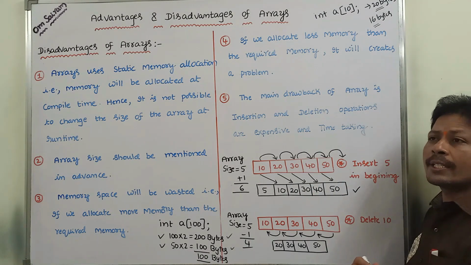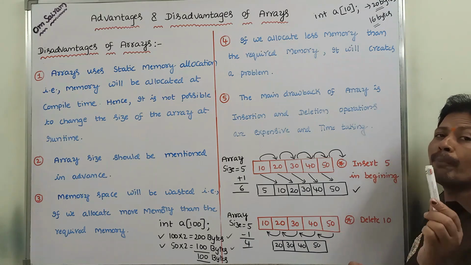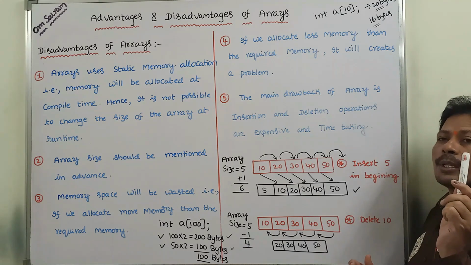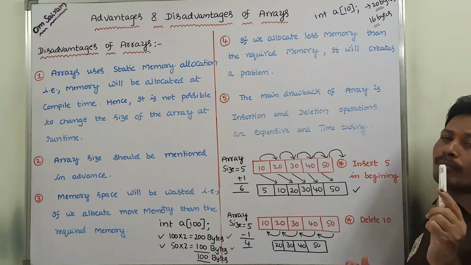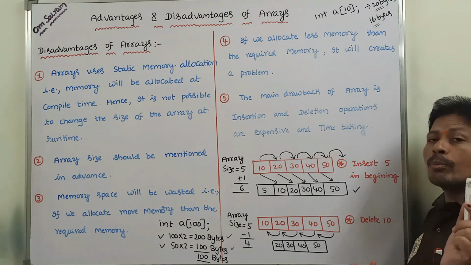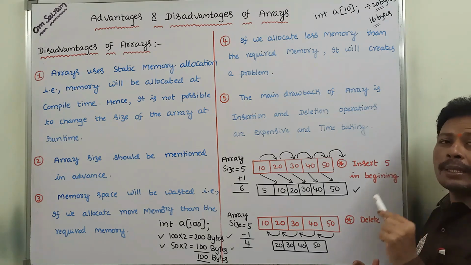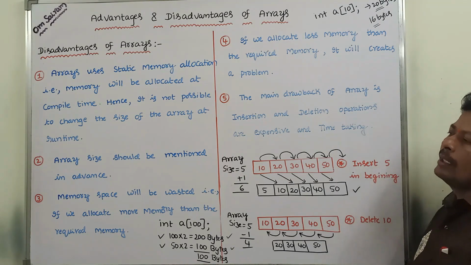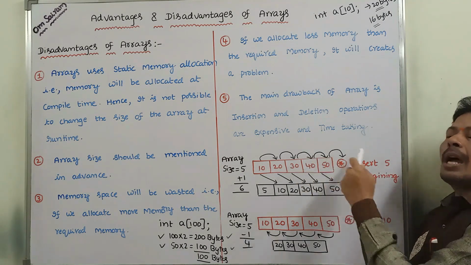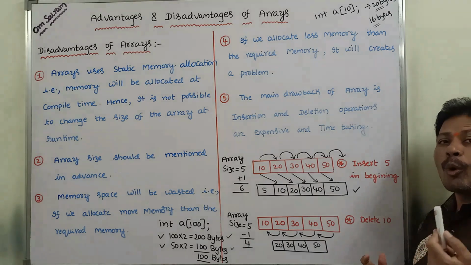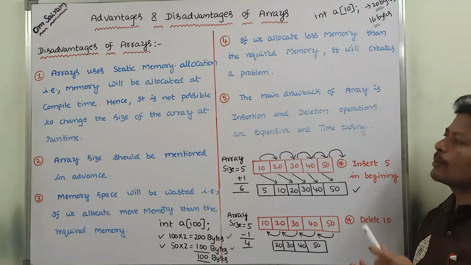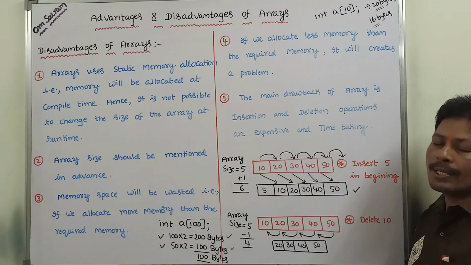The main disadvantages of arrays are: array size should be mentioned in advance. That is the first point. Array uses static memory allocation. Memory will be allocated at compile time. It is not possible to change the size of the array at runtime. Next one, insertion and deletion operations are more complex, more time taking and more expensive. So these are the main disadvantages of arrays.